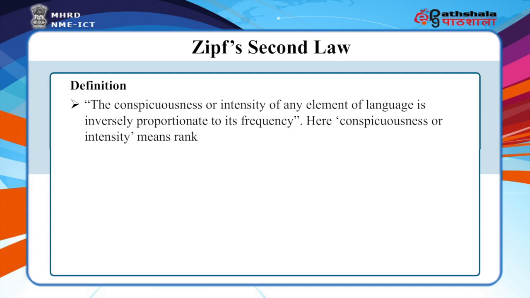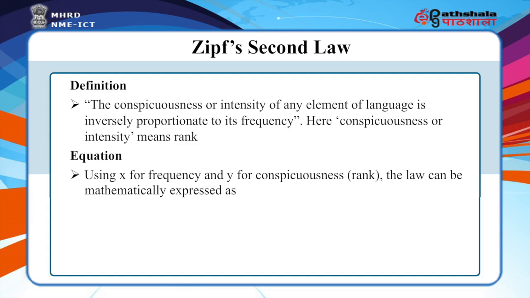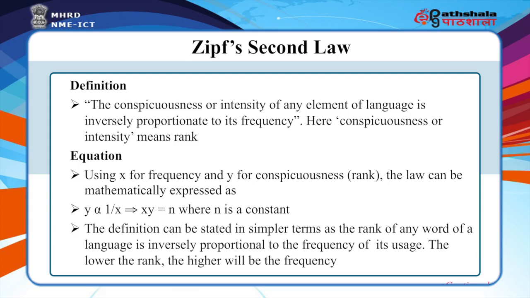Definition: the conspicuousness or intensity of any element of language is inversely proportionate to its frequency. Here, conspicuousness or intensity means rank. Equation: using x for frequency and y for conspicuousness or rank, the law can be mathematically expressed as y ∝ 1/x, xy = n, where n is a constant. The definition can be stated in simpler terms as the rank of any word of a language is inversely proportional to the frequency of its usage. The lower the rank, the higher will be the frequency.